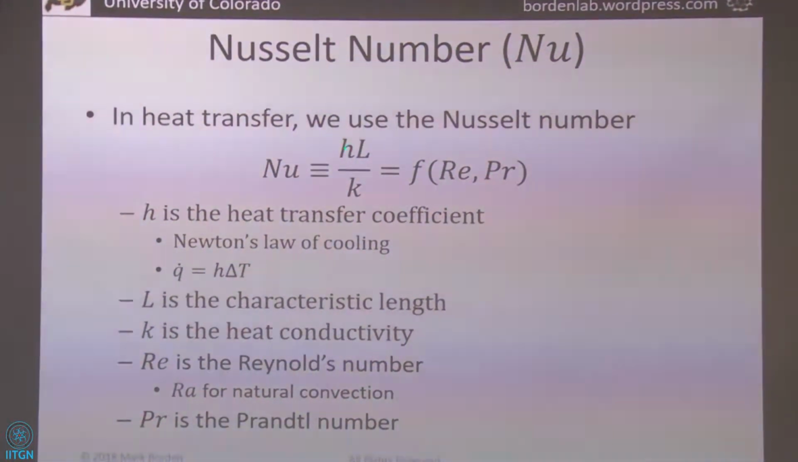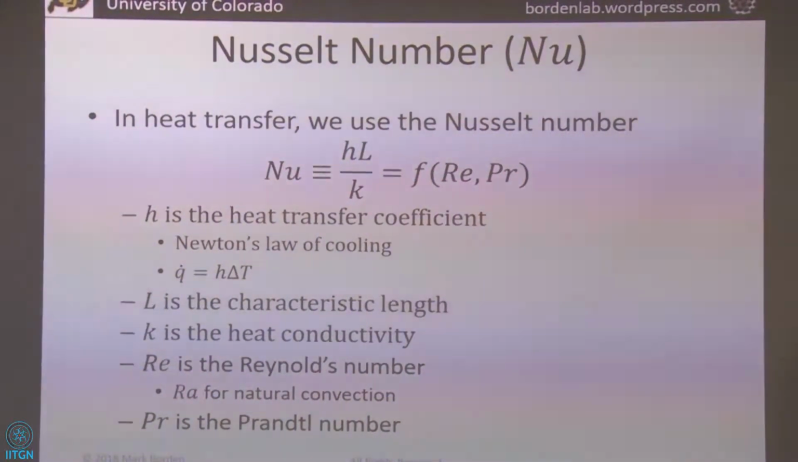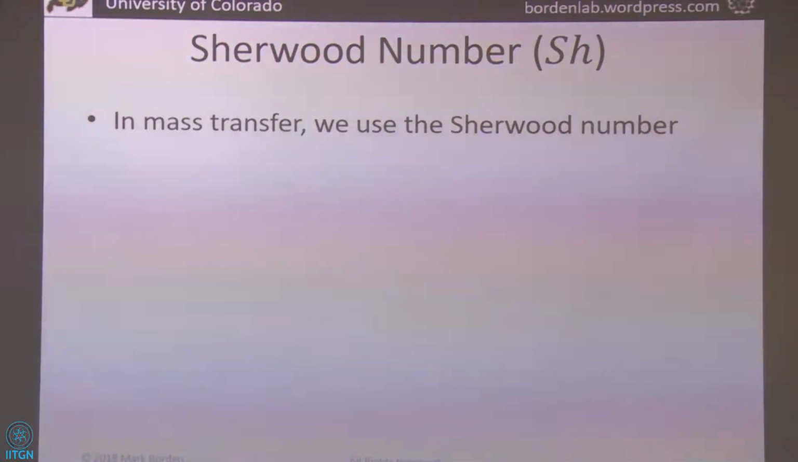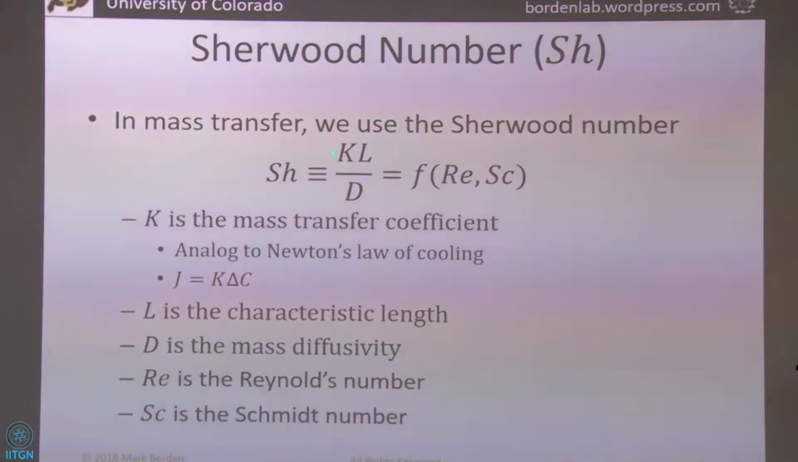So you have an unknown value, h, that's related to known values, L and k. And then you can calculate that if you know the Reynolds number and the Prandtl number. So you can calculate the Nusselt number, that comes out at some number, and then you can solve for h. Well, there's an analogy in mass transfer called the Sherwood number. And it looks very similar. Instead of a heat transfer coefficient, you have a mass transfer coefficient. You still have a length. And instead of a thermal conductivity, you have a mass diffusivity. And it's also a function of the Reynolds number. And instead of the Prandtl number, it's the Schmidt number.